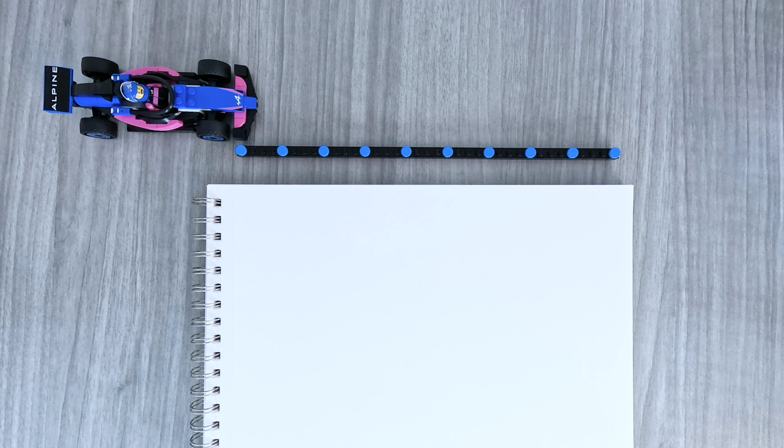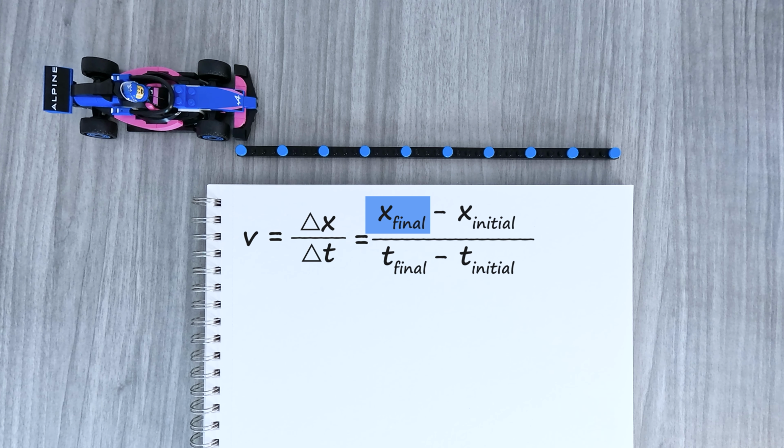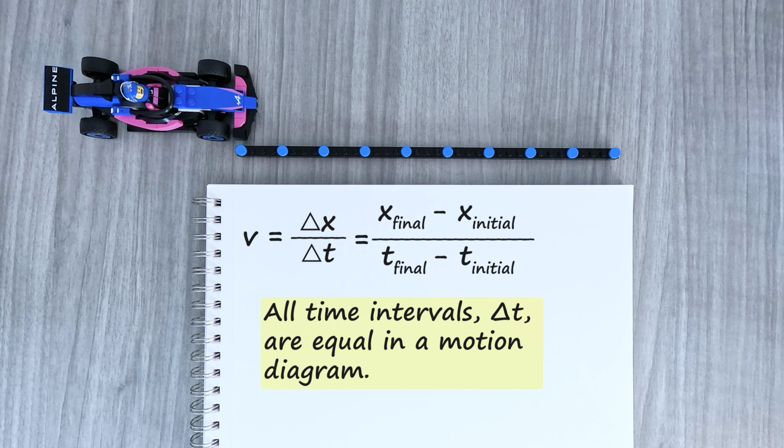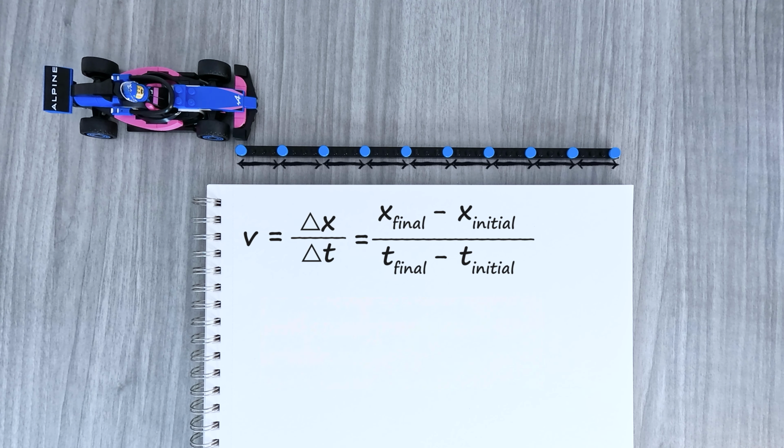All right, remember the average velocity is the change in position divided by the change in time. That means final position minus initial position divided by final time minus initial time. In motion diagrams, we always have equal time intervals. So if a car travels the same distance each time interval, that means that the velocity stays the same throughout the diagram. Let's go ahead and calculate this out for a couple intervals to make it clearer. Let's say that our time interval is 5 seconds.